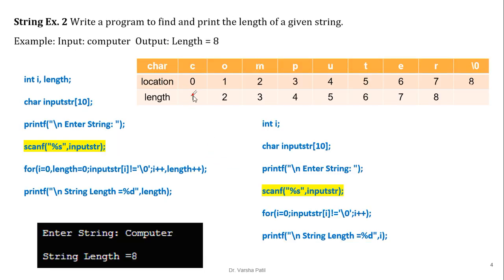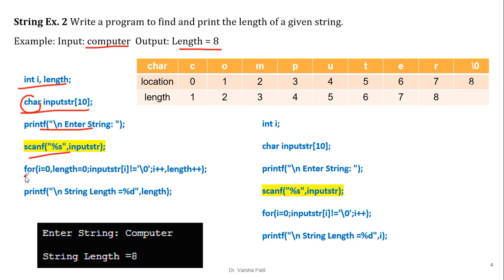Now see the next program. Write a program to find and print the length of a given string. Input is computer and the length of the string is 8: 1 2 3 4 5 6 7 8. Here we declare int i, length, and a character array input string of size 10. Enter string with scanf. When we use scanf, there is no need to use the ampersand operator. This will be clear in the pointer concept.